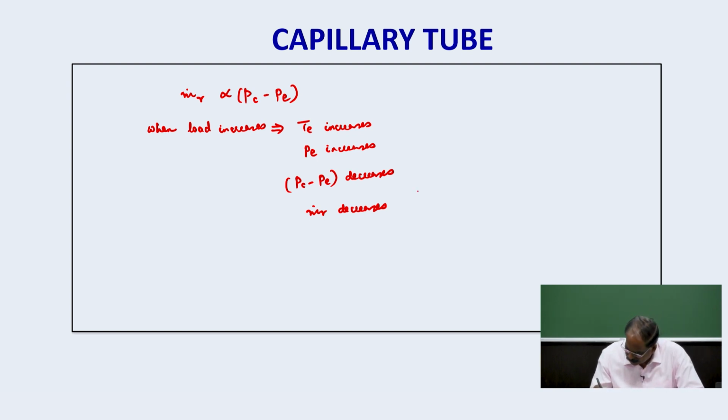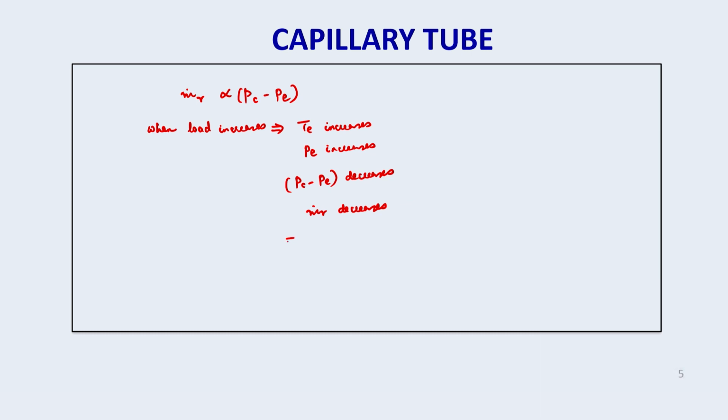So this results in, that means the mass flow rate of the refrigerant supplied by the capillary is less than the mass flow rate of refrigerant that is drawn by the compressor. CO stands for compressor. So this could result in starving issues in the evaporator.